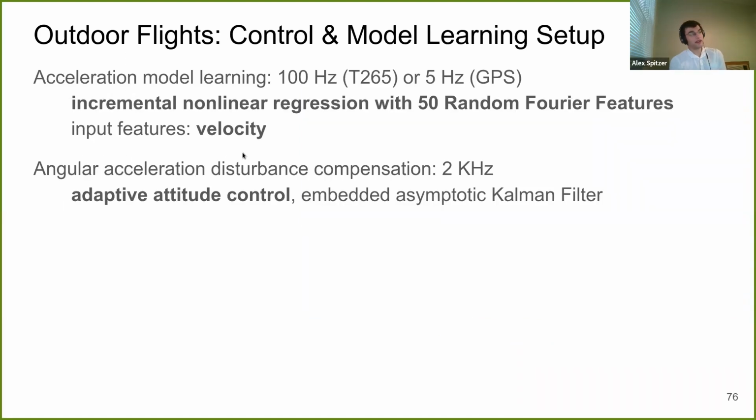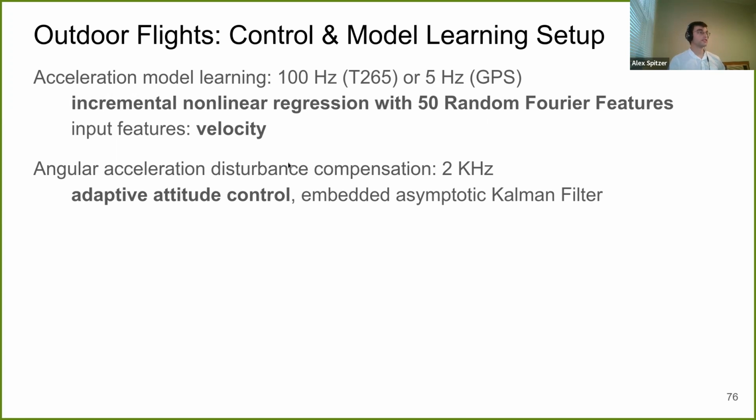So a little bit about the setup. We're using acceleration model learning, as I presented earlier, with incremental nonlinear regression with 50 random Fourier features. And for this experiment, our input features are velocity. The idea is that the faster you go, the more drag you'll feel, and that disturbance due to drag is going to change as a function of the velocity. This model learning happens at 100 hertz if we're using the vision-based state estimate from the T265, or 5 hertz, which is quite low, if we're using GPS.